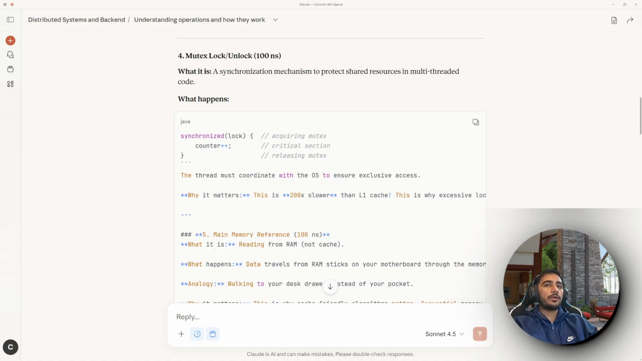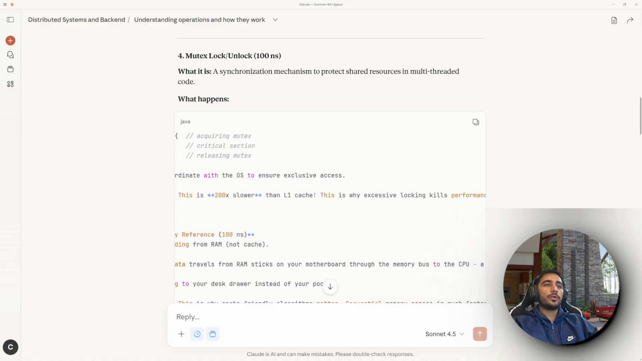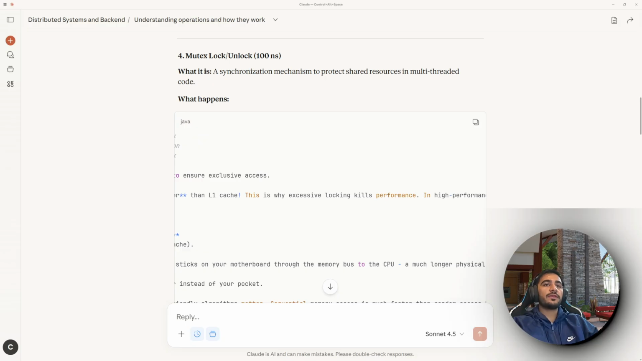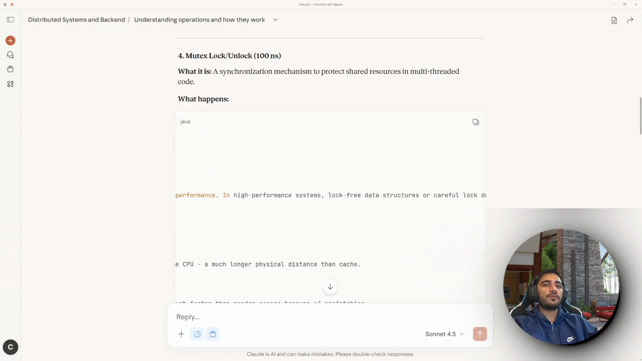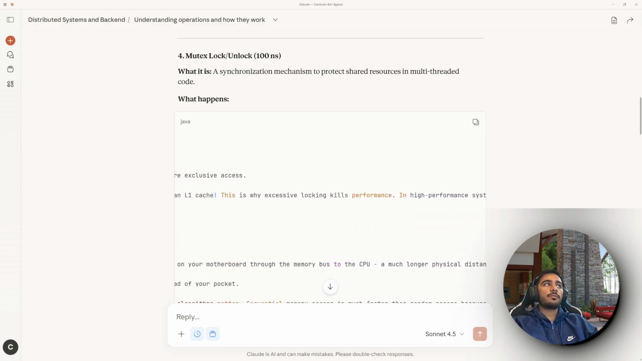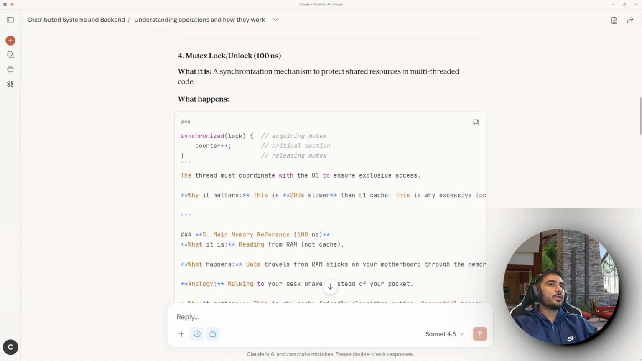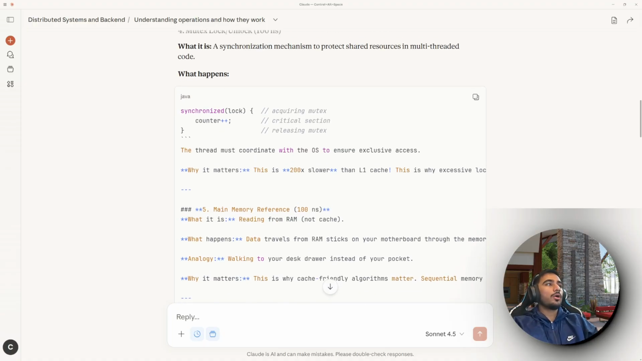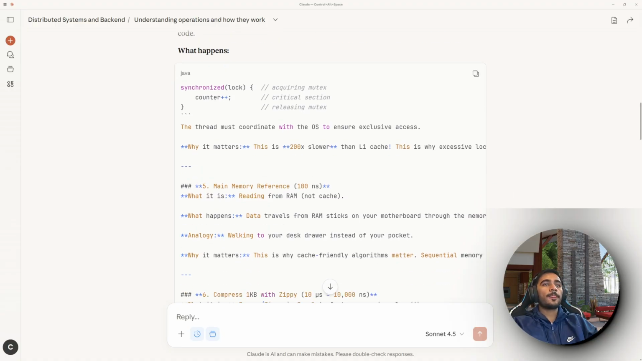Okay, why it matters. This is 200 times slower than L1 cache. This is why excessive locking kills performance. In high performance systems, lock-free data structures or careful lock design is crucial. Because if you hold a lock for a longer time, it becomes a bottleneck, because other threads can't acquire the lock on that particular resource.